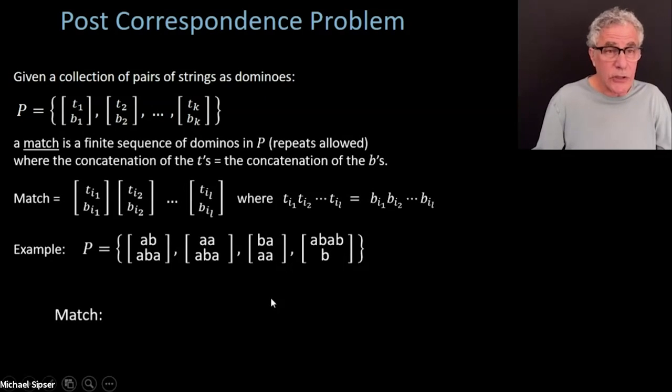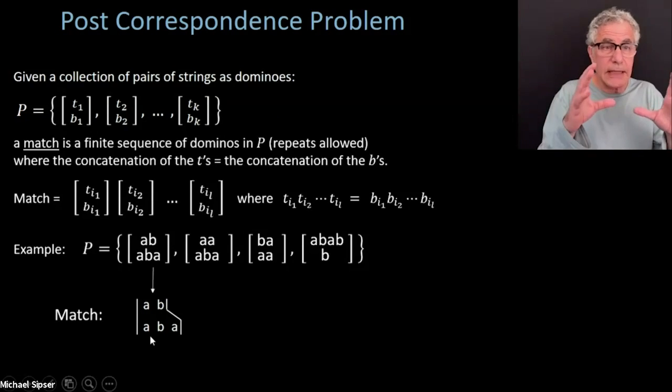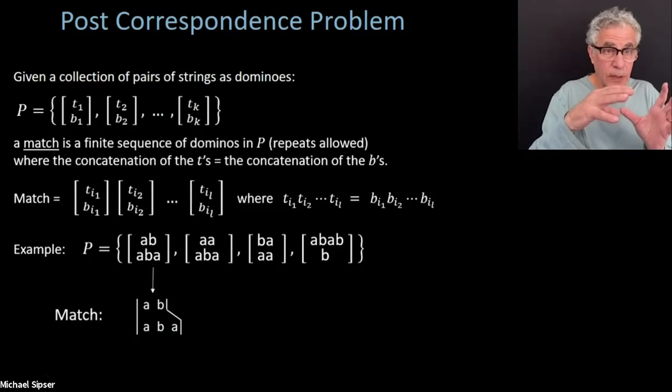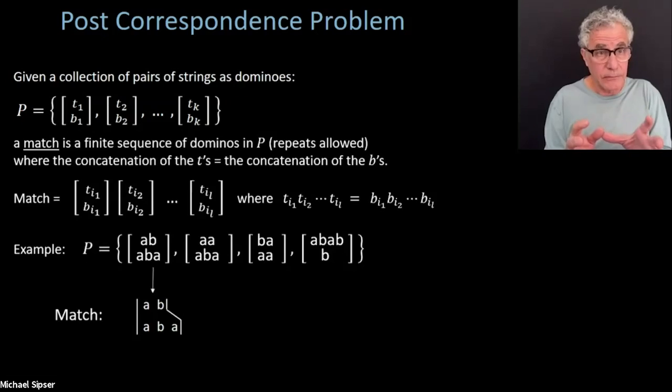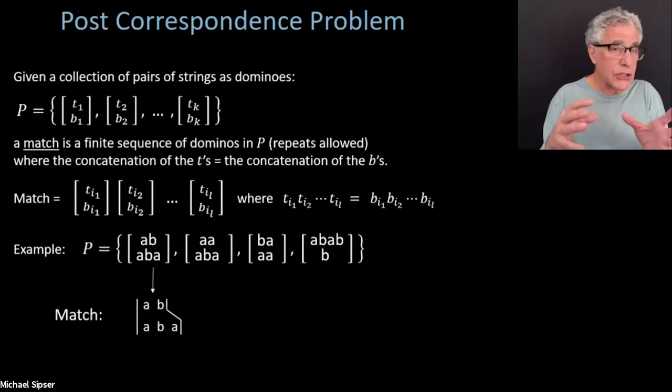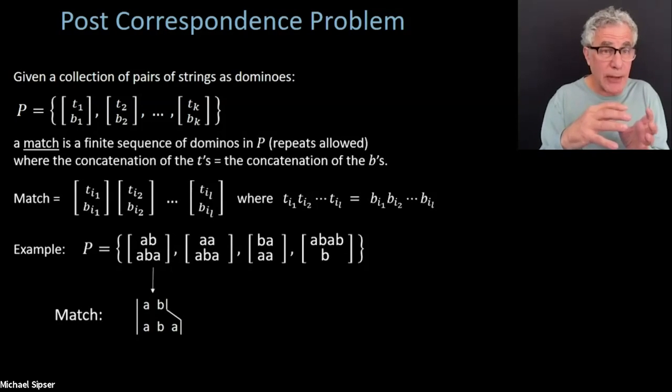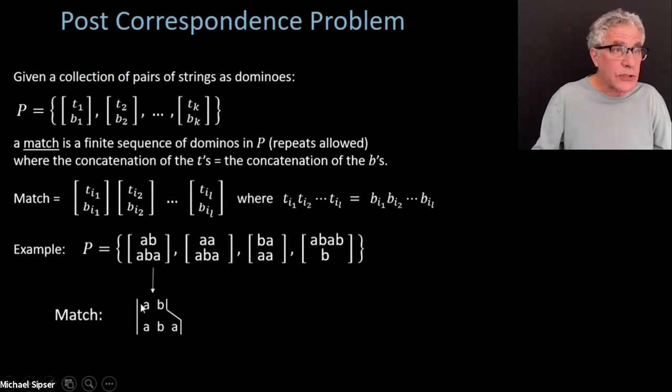Okay, so I'm going to start to build a match for you so you can see the process. The match starts with the very first domino. The way I'm going to write it is to take the dominoes and skew them so that you can see how the top and bottom strings are lining up. But they're just the same dominoes, I've just changed the shape. So this is the first domino, AB over ABA.